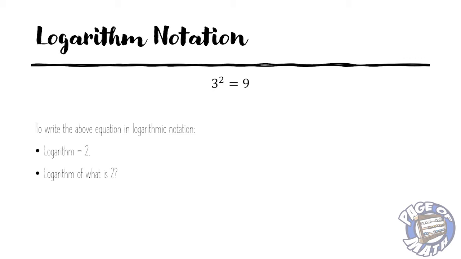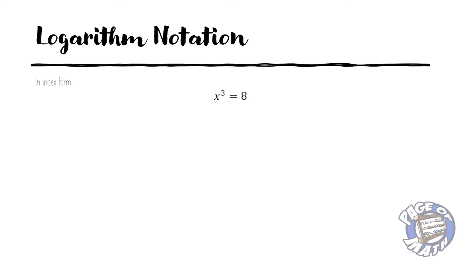In math, we say the logarithm of 9 with a base of 3 is equal to 2. So 9 in our index form is our answer. The logarithm was 2 and the base was 3. So in logarithmic notation, we say a logarithm of 9 with a base of 3 is equal to 2. And it is written in this manner: log base 3 of 9 equals 2.